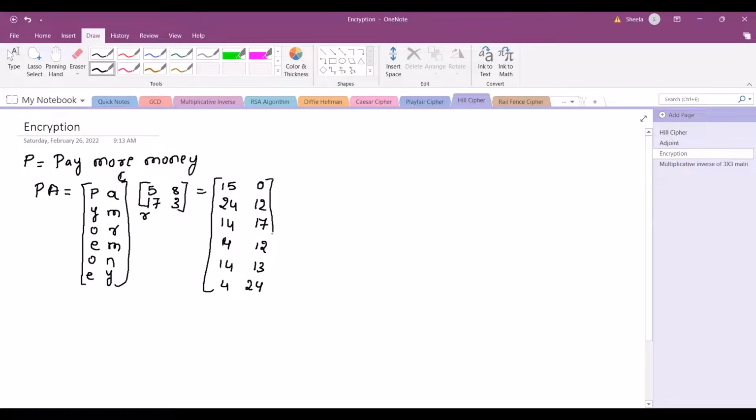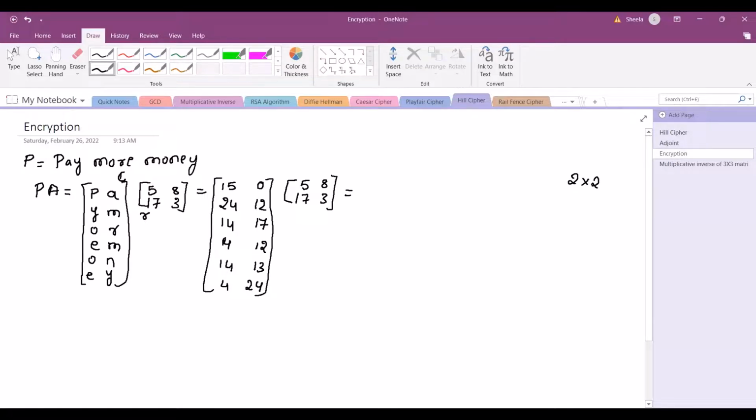Okay, this is the matrix we are going to get. And now I need to consider 5, 8, 17, 3. These matrices I want to multiply. So now we know that a large matrix can be divided into small matrices. And in the calculator, we are able to use the dimension 2 cross 2.